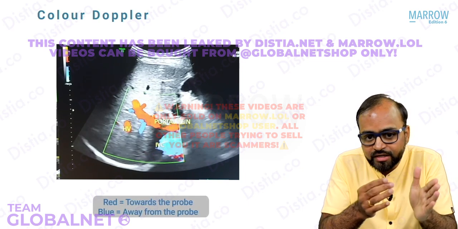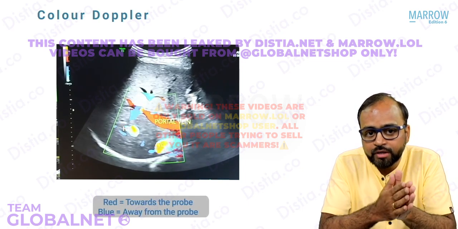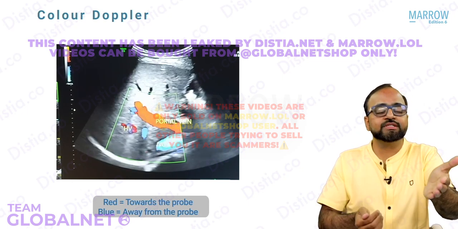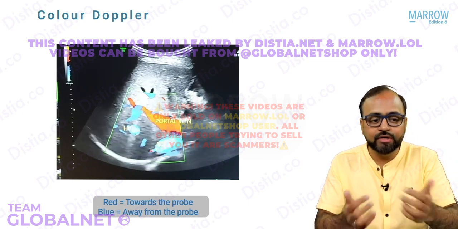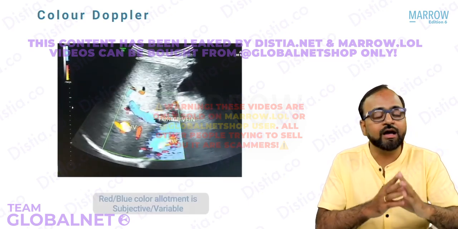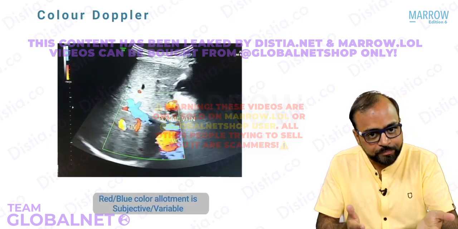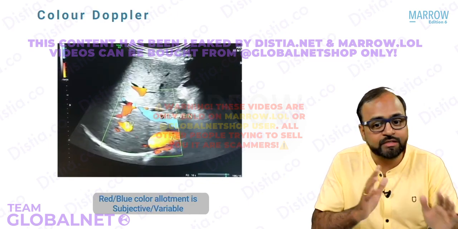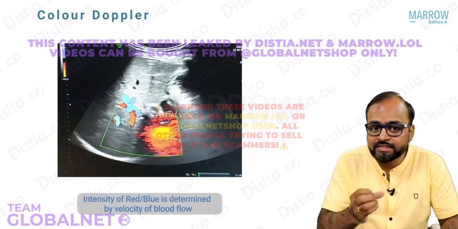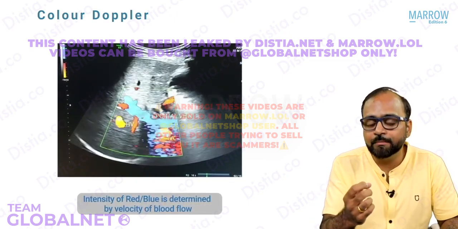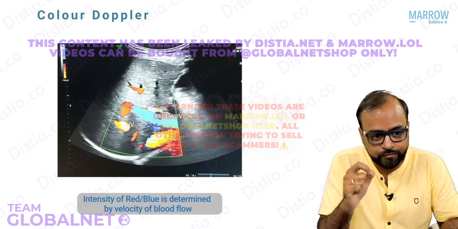Look at the gray scale. Just beside it, you can see a red and blue color scale. So red is above. Whatever flow is towards the probe is shown as red. Whatever flow is away, it is shown as blue. Now remember, this red and blue direction is arbitrary. If I invert this scale, the colors are also inverted. They are not fixed. It is therefore subjective. The intensity of the red or the brightness of blue is determined by the velocity of blood flow.